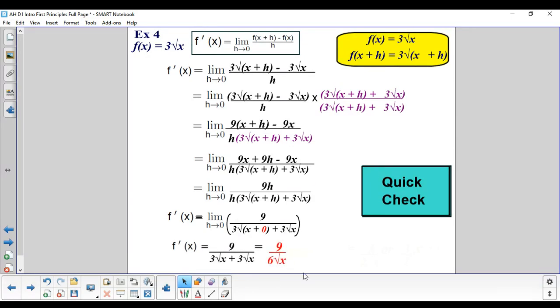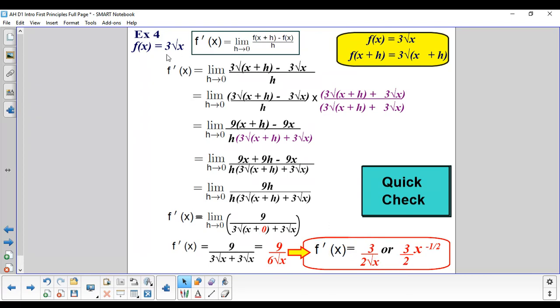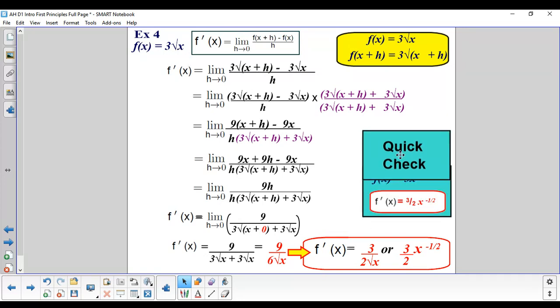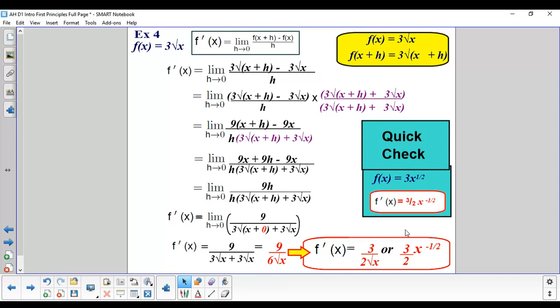And then we can divide by 3 and get 3 over 2 root x. We could write it in this form as well. I'm pretty happy with it in that form, but for you to make a connection with this derivative here, that will be 3x to the half. Then a quick check, that works, okay? So this is the method, the trick here, okay?